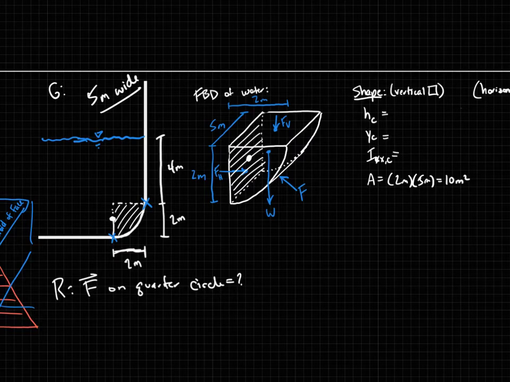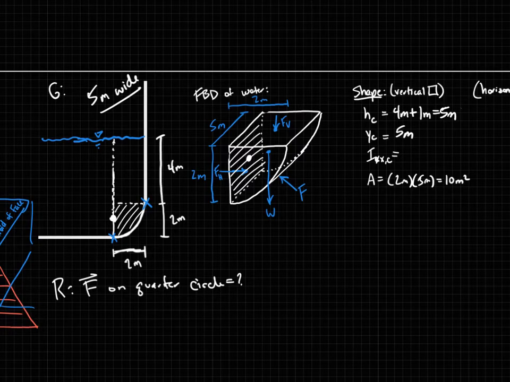We need it from the surface of the water. So I'm going to start here and go up to the surface of the water. That's 4 meters plus 1 meter, since we go halfway down the rectangle, so that's 5 meters. Now YC, on the other hand, starts at the centroid and follows the face until you hit the surface of the water. In this case, it's the same thing as the HC. Pretty cool.